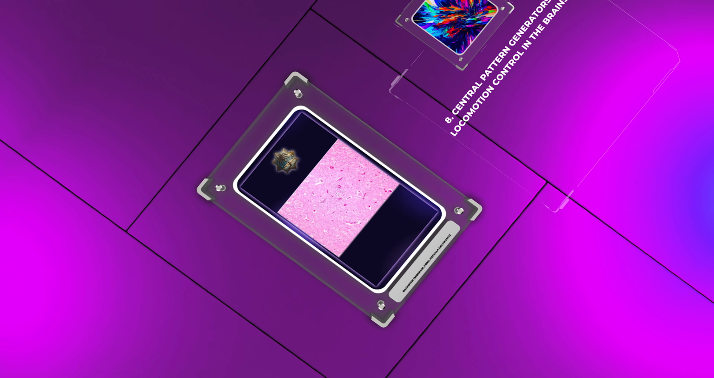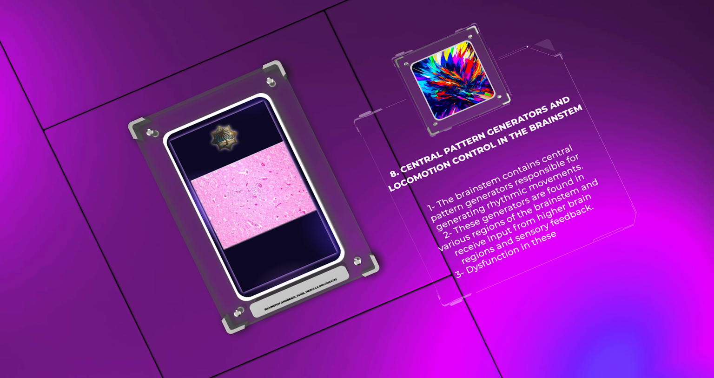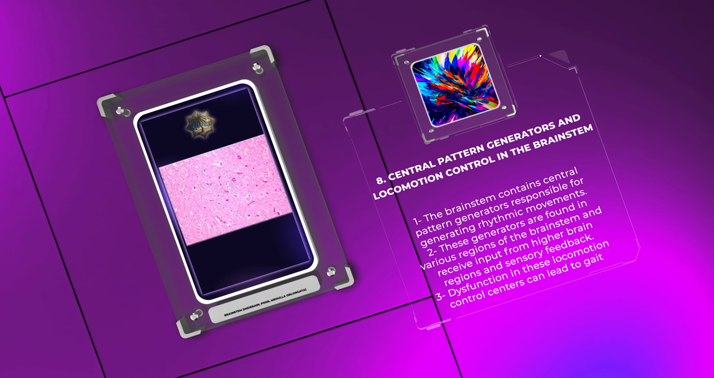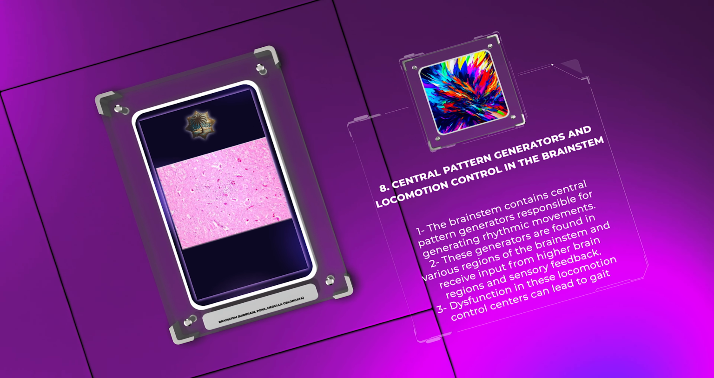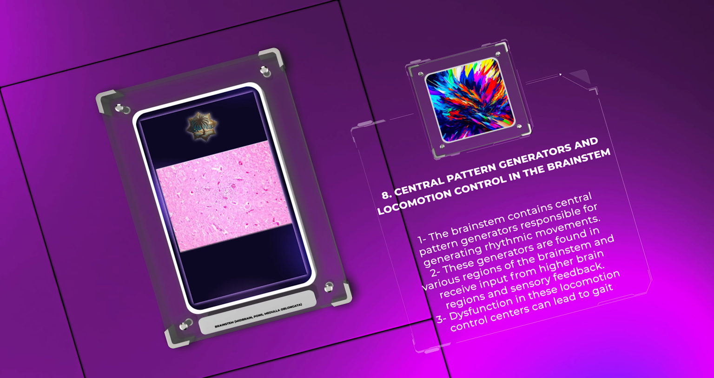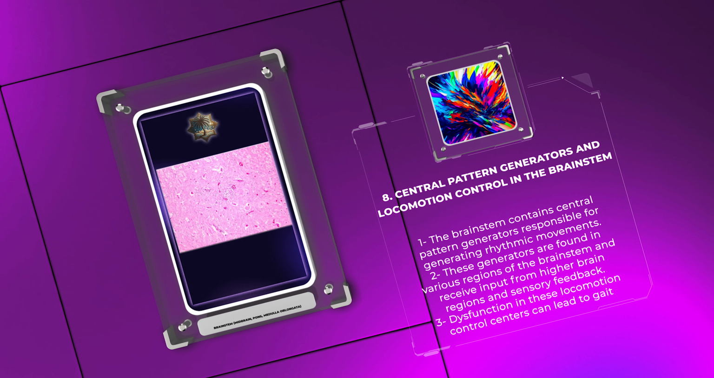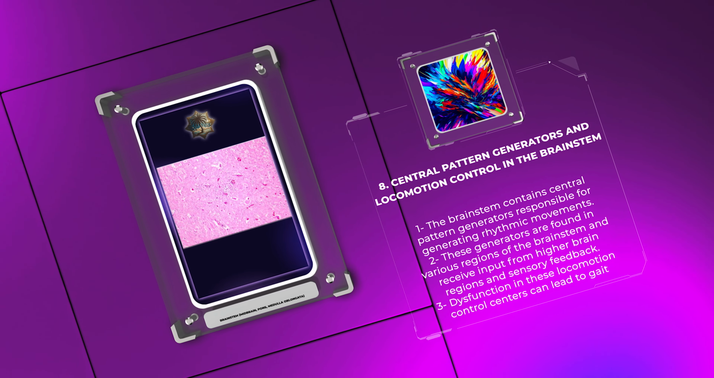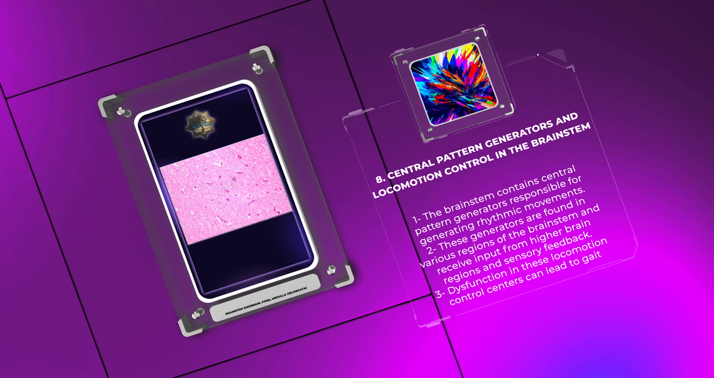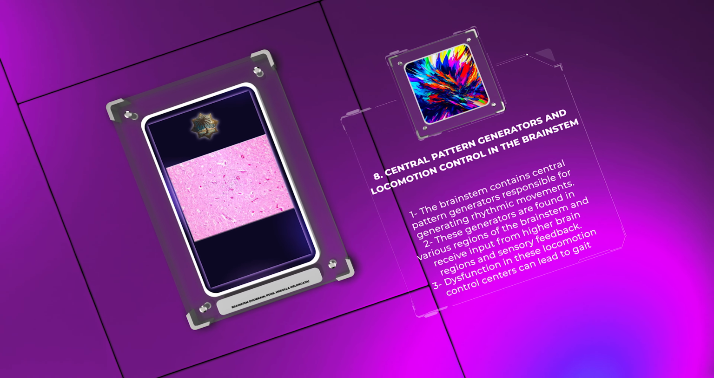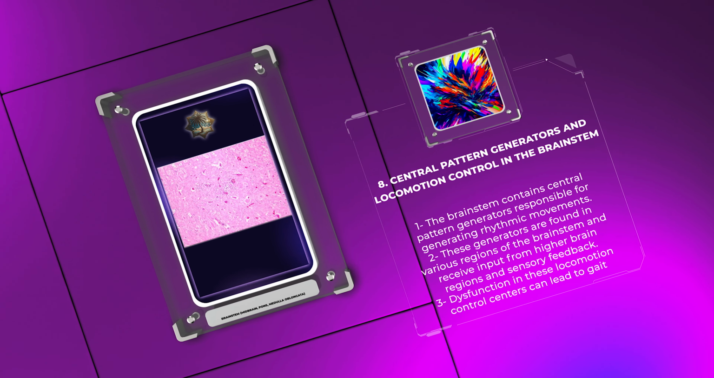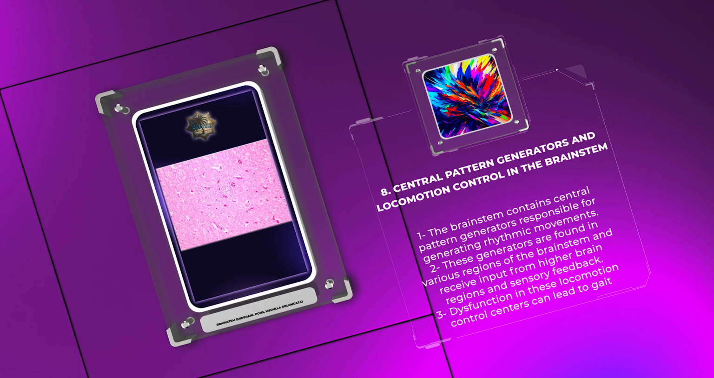The brainstem contains central pattern generators, CPGs, which are neural circuits responsible for generating rhythmic movements such as walking, running, and chewing. These CPGs are found in various regions of the brainstem, including the medulla, pons, and midbrain. They receive input from higher brain regions and sensory feedback to coordinate and modulate motor activity. Dysfunction in these locomotion control centers can lead to gait abnormalities, movement disorders, and difficulties in performing coordinated movements.